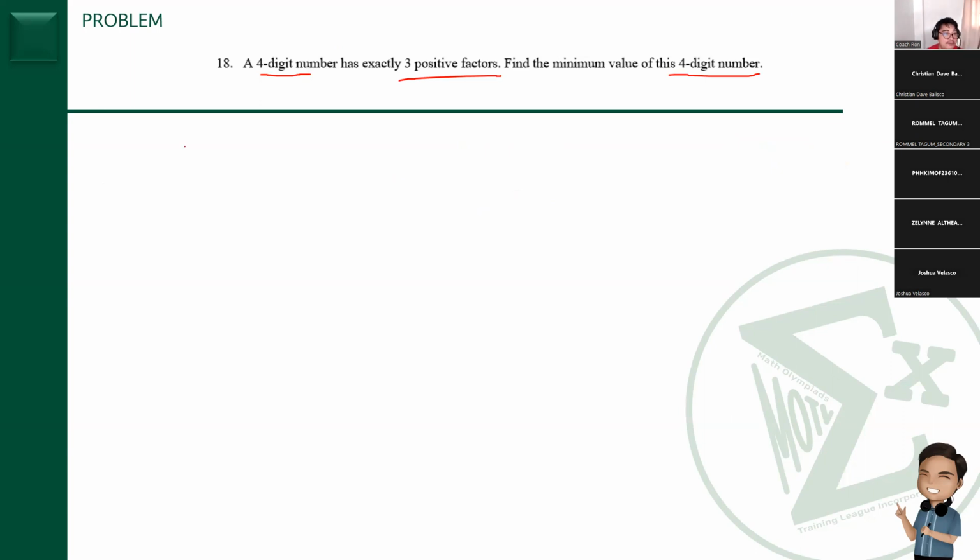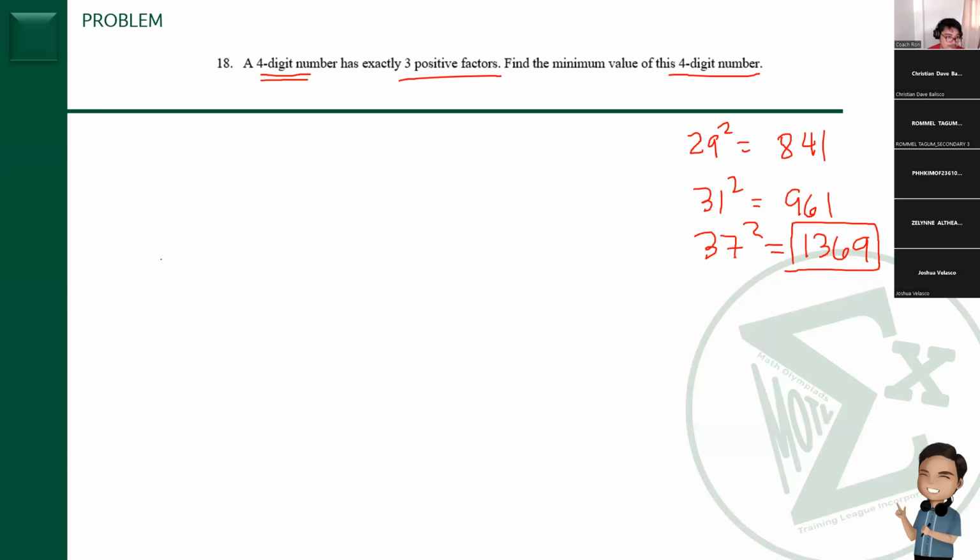Now, let's think of primes that will lead us to a four-digit number. Maybe 30. Let's try 29 squared. That's gonna be 841. Nope. Let's go higher. Next prime is 31 squared. I'm using a calculator if you guys are wondering why I'm solving it a bit fast. I'm not actually solving it in my head. Then the next prime is 37 squared, right? 37 squared is gonna be 1369. It has to be a four-digit number, and the smallest one is 1369. Again, it has to be a square of a prime for it to have three positive factors.